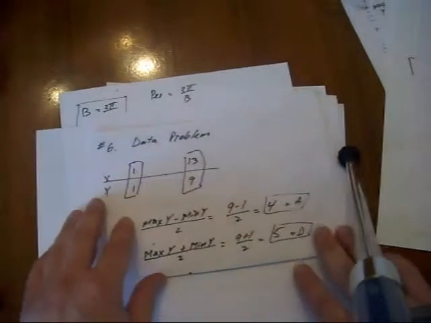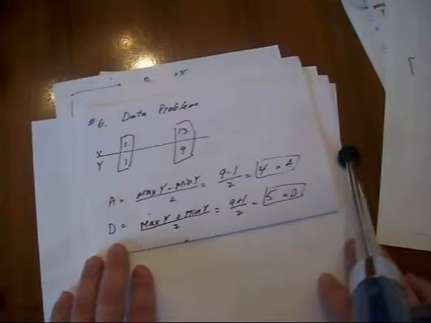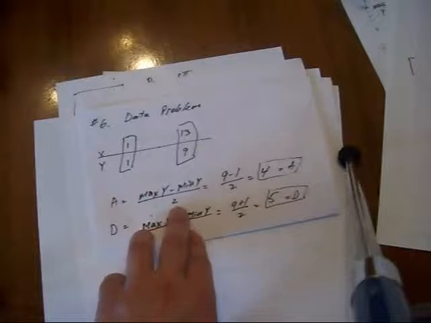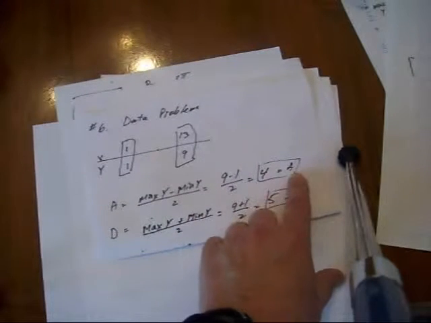All right, from those 2 points, we realize we can get the a and d values very, very quickly. They are the easiest ones to get. The a value is maximum y minus minimum y divided by 2, so 9 minus 1 divided by 2 equals 4. That's my a value.